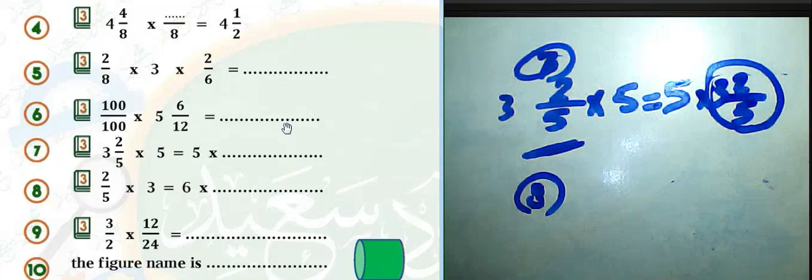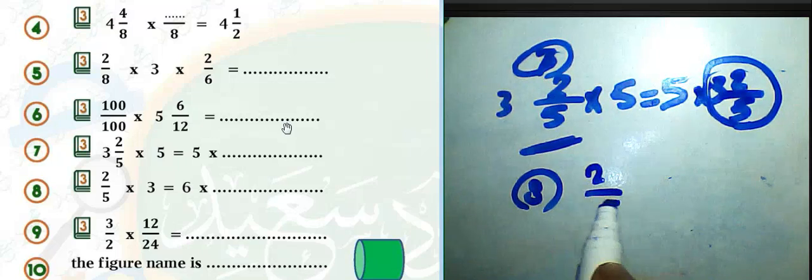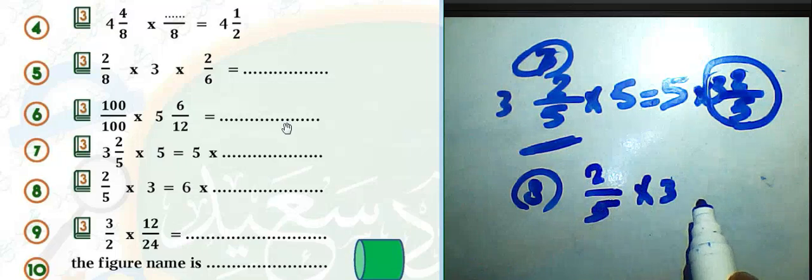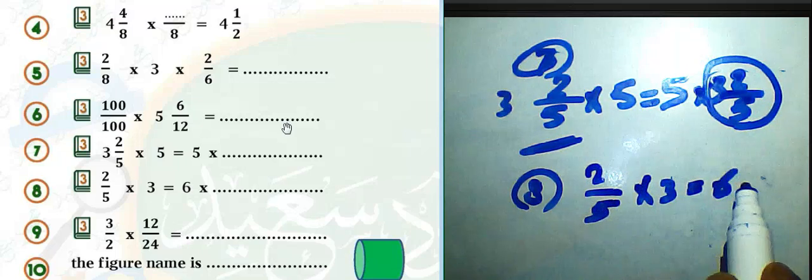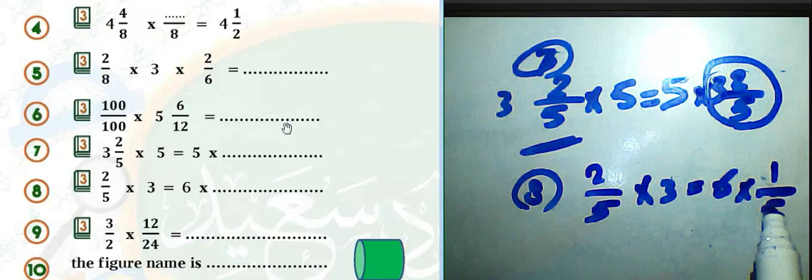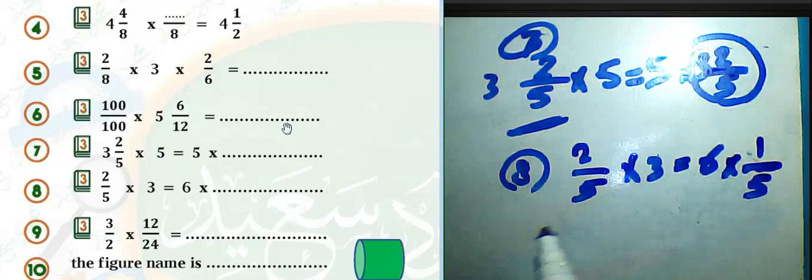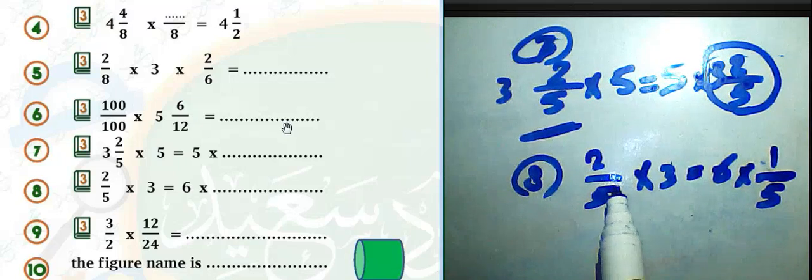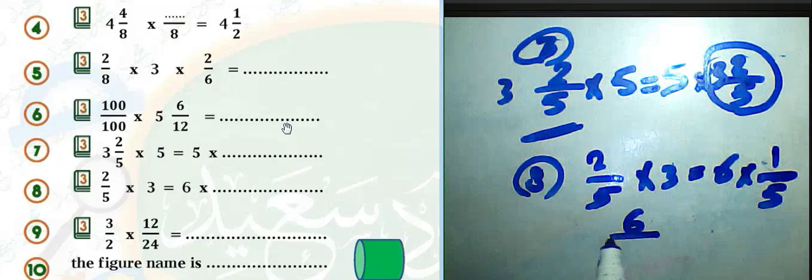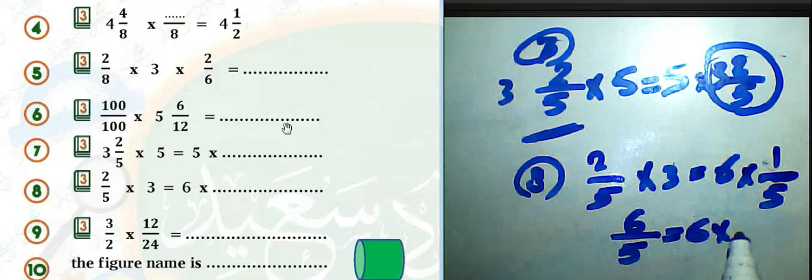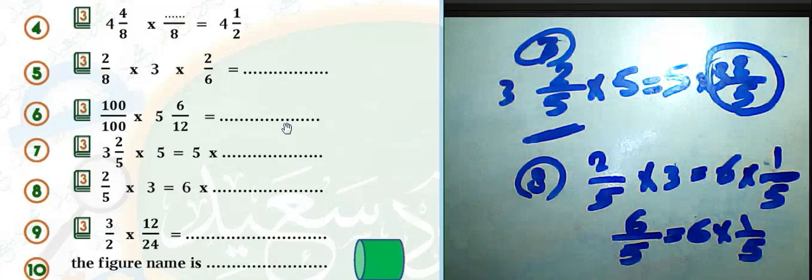Okay, question number 8. 2 over 5 multiply 3 equals 6 multiply 1 over 5, because 3 times 2 equals 6 and 6 over 5 will be 6 multiplication by 1 over 5. Number 9.